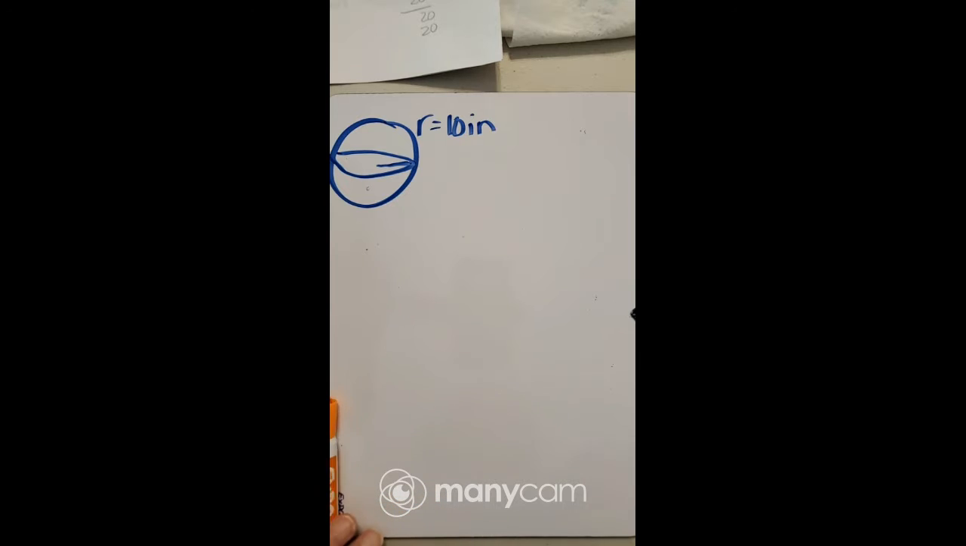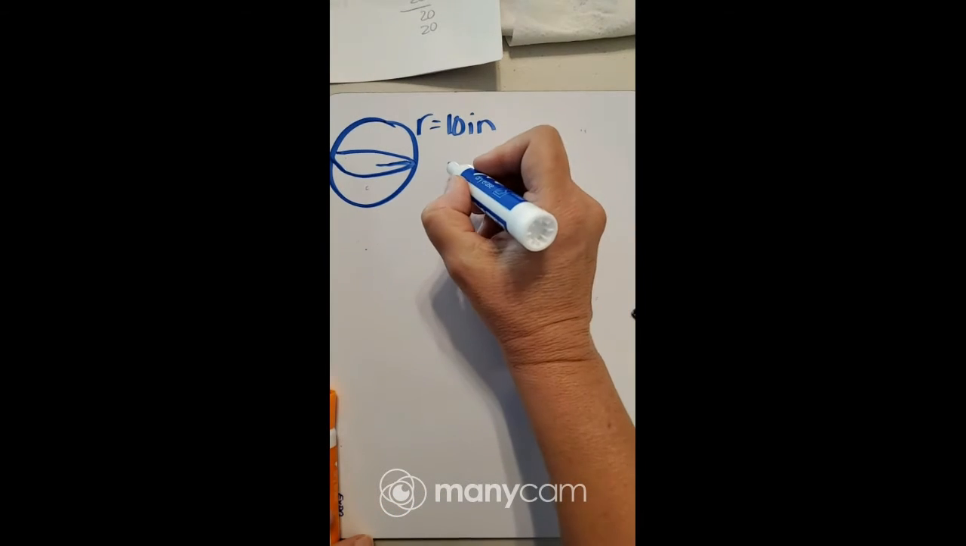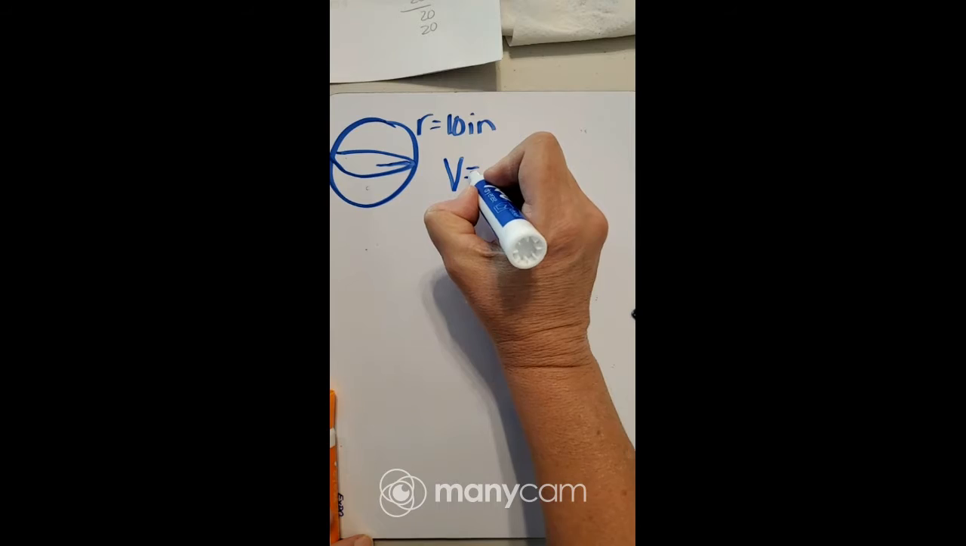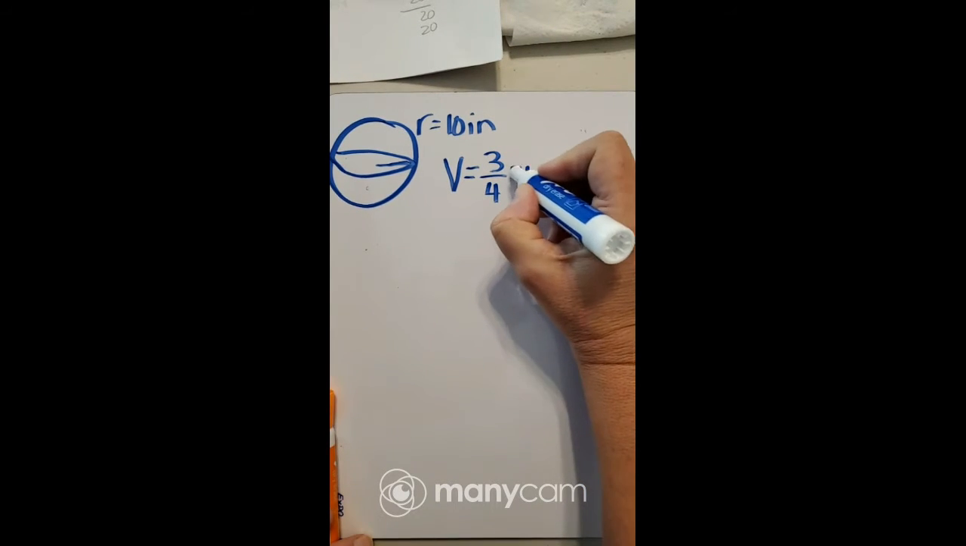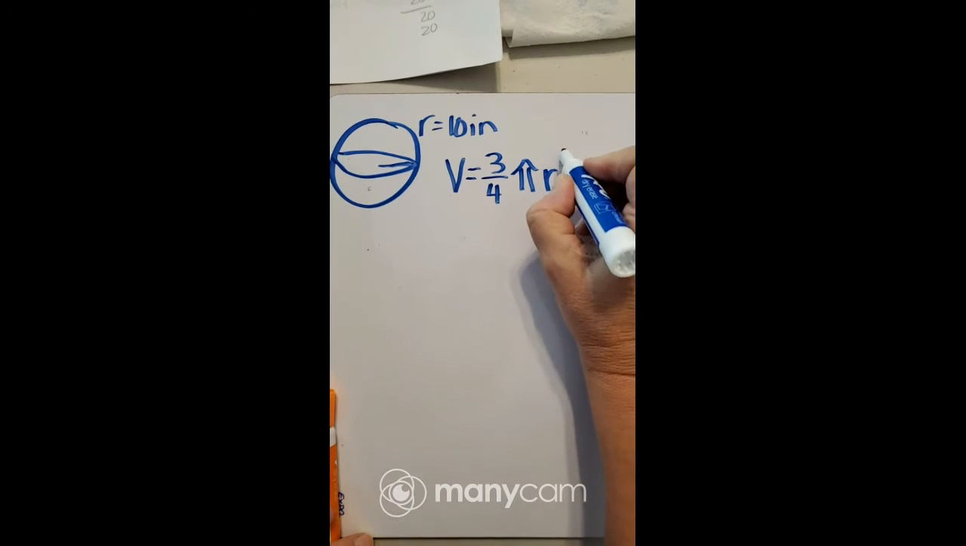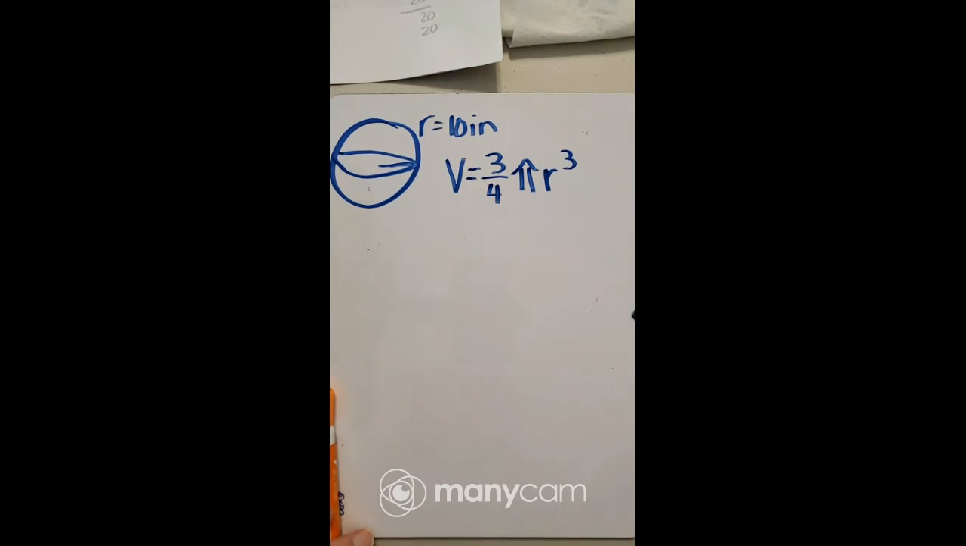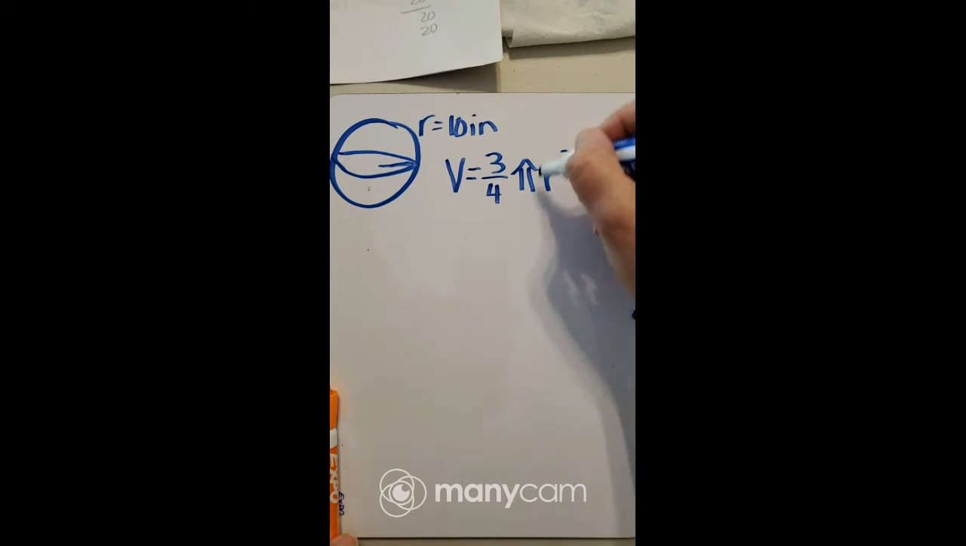First, we need to know the formula. The formula is volume equals 3/4 pi times the radius cubed. Okay, so what's different here is 3/4. We haven't done anything like this together. You haven't done it with me, okay? And the other thing is the radius is now cubed, okay?